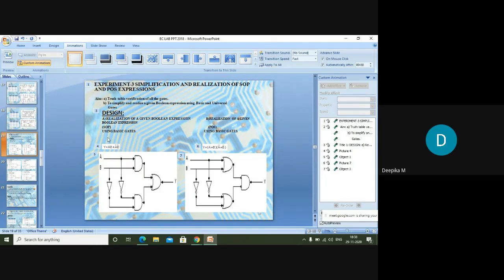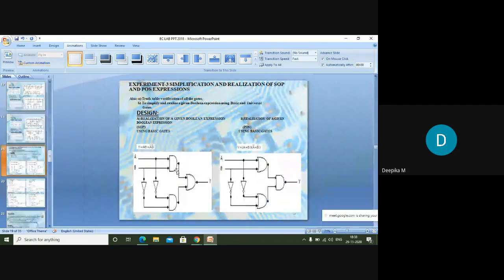Okay, so this is for the SOP function, and this is for the POS function. You can see here the expression we have: Y equals AB plus A bar B bar. Now I want to implement this function, Y equals AB plus A bar B bar, by using basic gates. And you can see here, this is the SOP function.